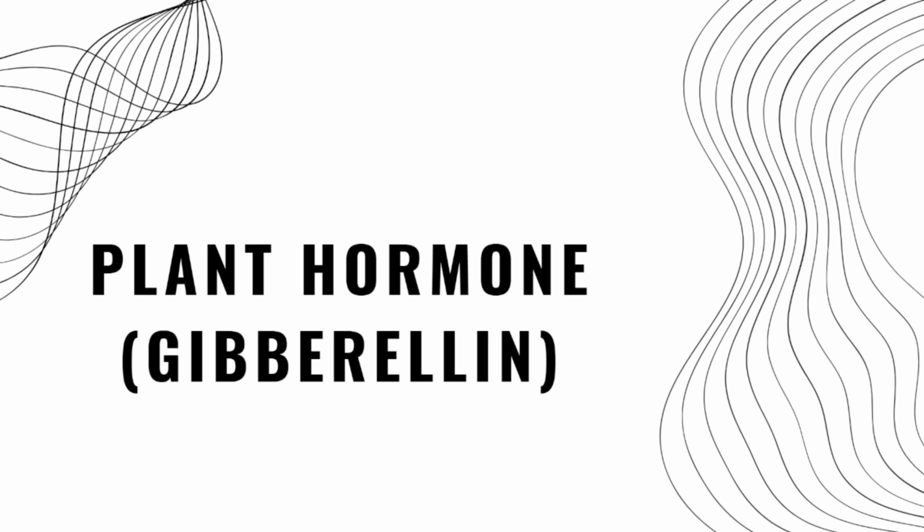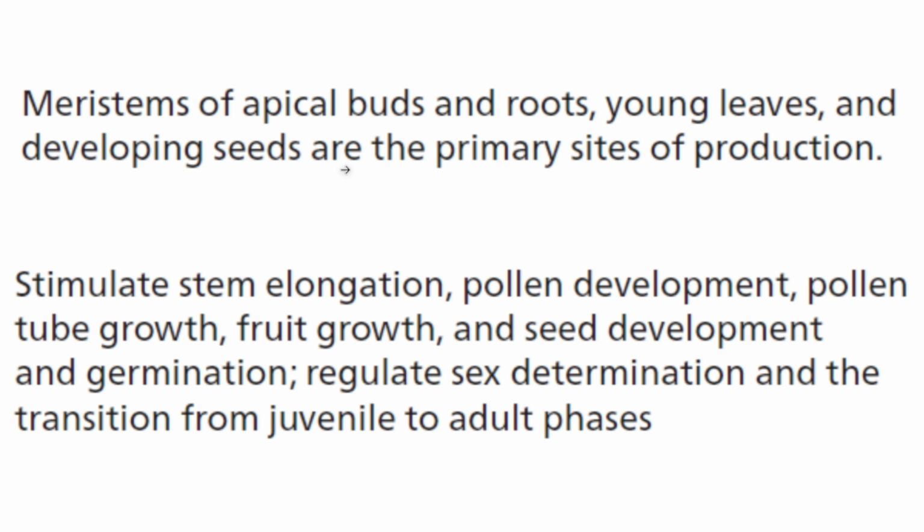Okay, the third hormone is gibberellin. The main function you will learn is seed germination, because one topic in the next chapter is about seed germination. Gibberellin is a hormone that plays a role in seed germination, and I will explain the mechanism in the next chapter. It is normally secreted from the meristematic regions of apical buds and roots, young leaves, and also developing seeds.